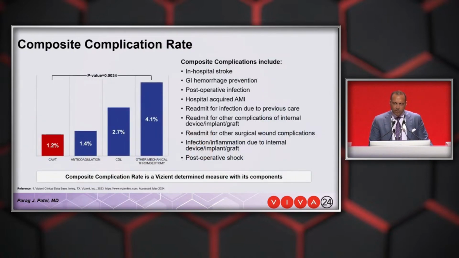When we look at complication rates, the Vizient database has a predetermined metric, a composite complication rate that they measure for all procedures, regardless of treatment modalities in any sector of evaluation within their database. The composite complications include a number of factors, most relevant ones listed here. When identifying complication rates, we see that the CAVT cohort had the lowest complication rates compared to all 3, but it was only statistically significantly less than compared to other mechanical thrombectomy.